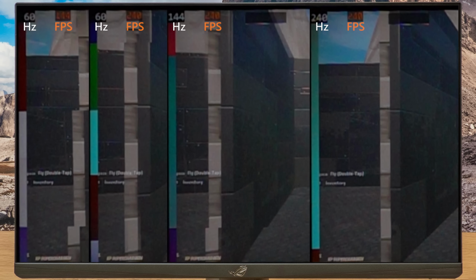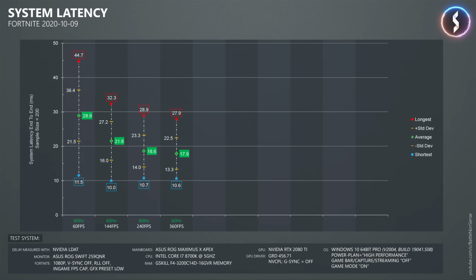Now, how does a higher refresh rate affect system latency? When we compare the results from the test with 144 FPS at 60 Hz to the results from 144 FPS at 144 Hz, then you can see that not only were the delays reduced by increasing the refresh rate, more importantly, the higher refresh rate also caused less variation, and so the system latency got more stable. Furthermore, the results from 144 FPS at 144 Hz also beat 360 FPS at 60 Hz.